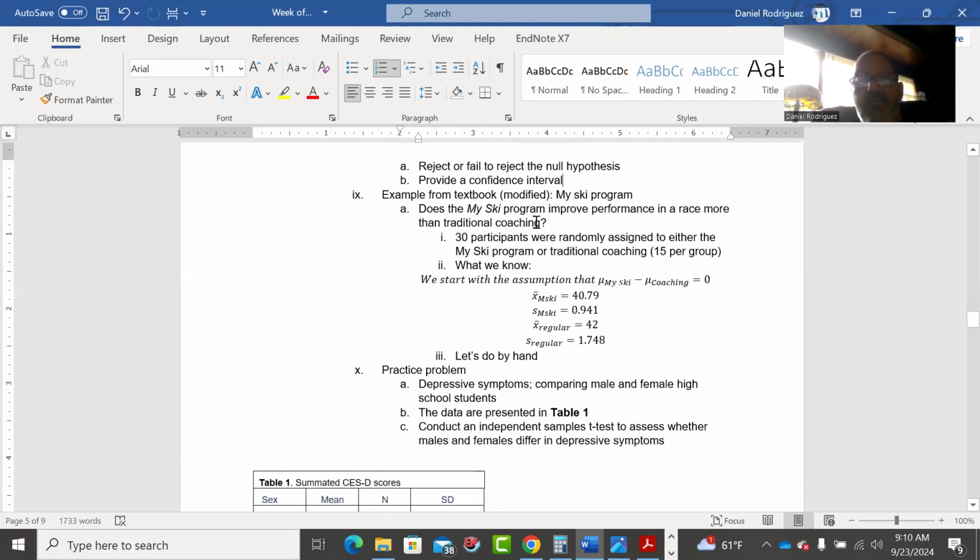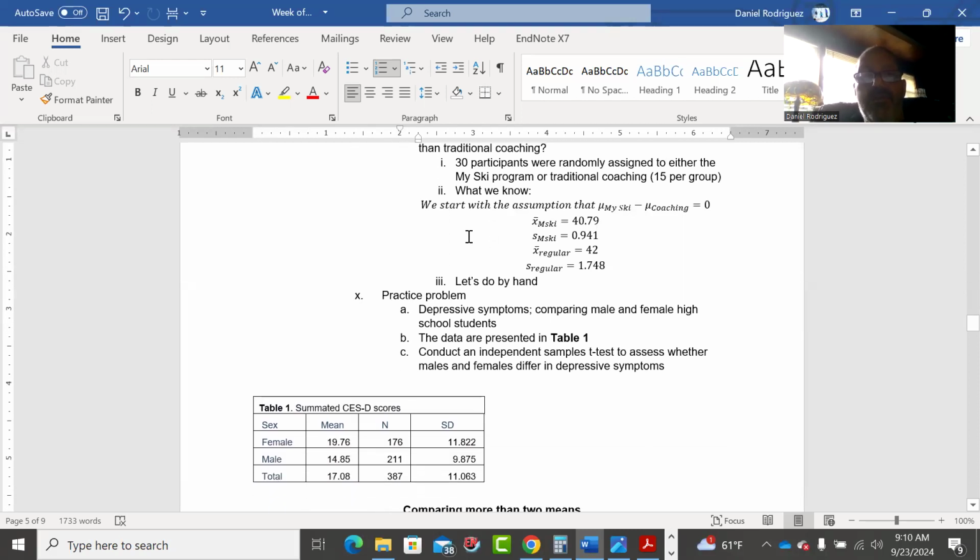So we're working on the my ski problem again, but now we're using two separate groups of individuals. So we had 30 participants randomly assigned to either my ski program or the traditional coaching program, 15 per group. Here's what we know. We start with the assumption that there's no difference between the two groups, right? So it's 0.